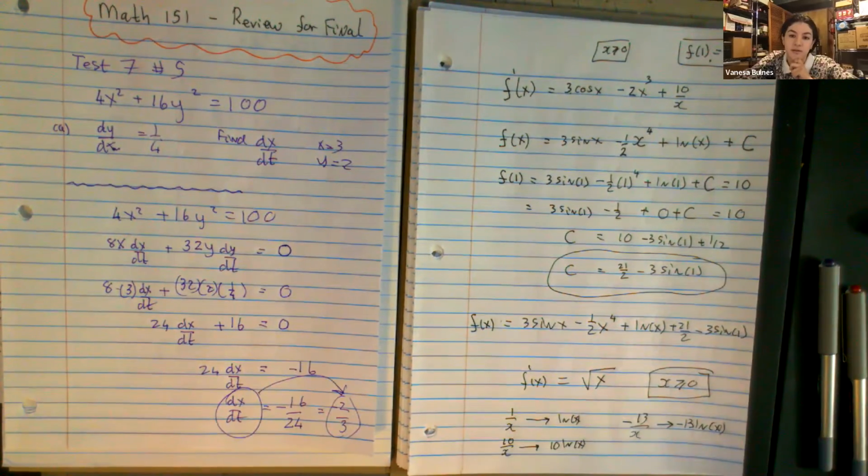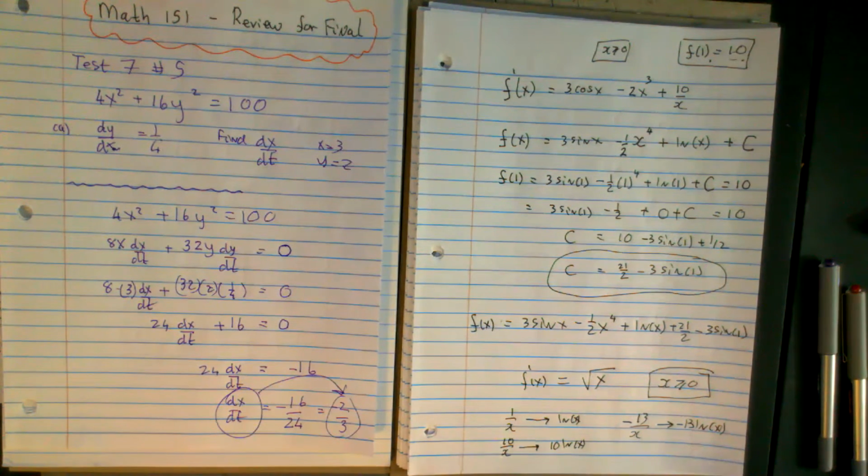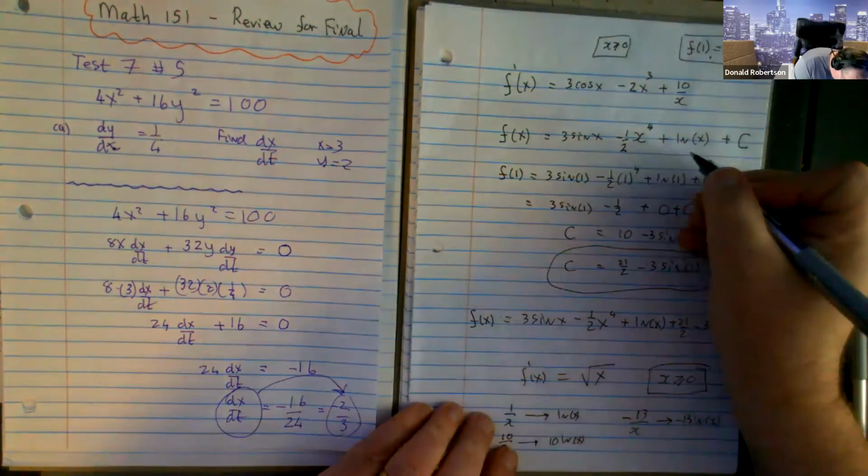Oh, so it's the x on the bottom that makes the antiderivative log happen. Okay, so then in this question, that's why this is 10. Oh, darn it.